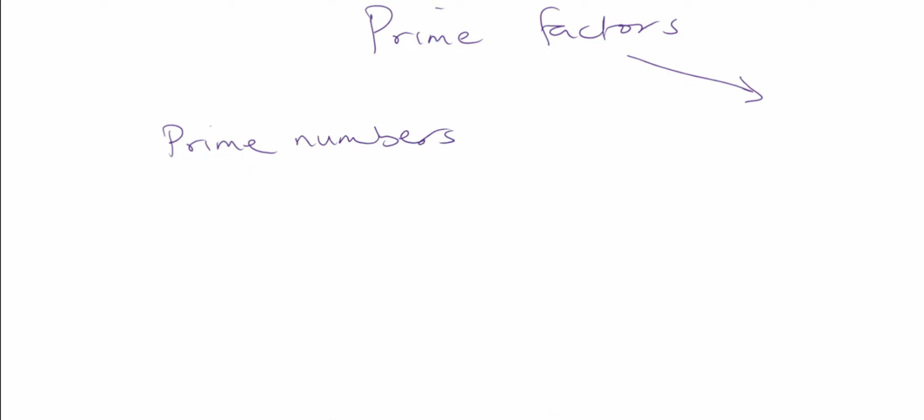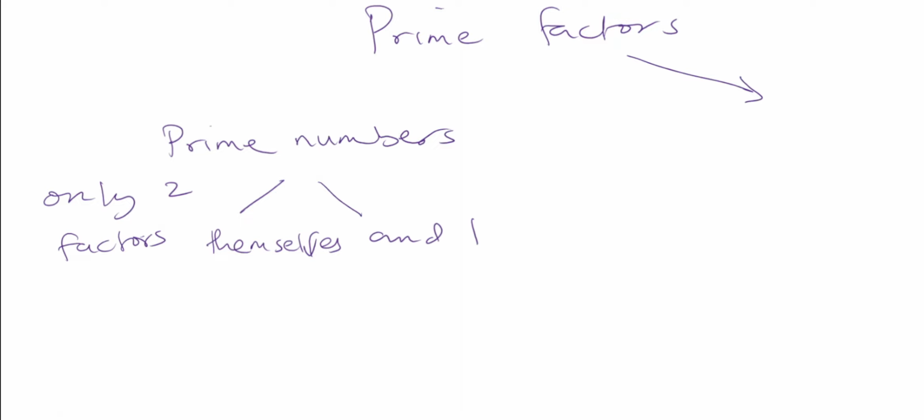Now, prime numbers. What are prime numbers? We know prime numbers from primary school. They are numbers that have only two factors. Okay, they don't have any more factors. And those two factors are actually themselves and one. Only two factors. And what are those two factors? Themselves and one.